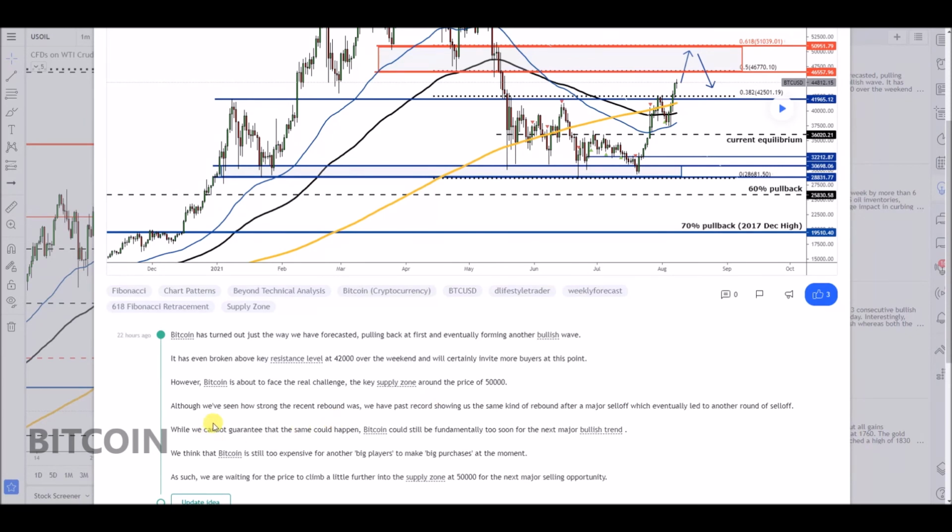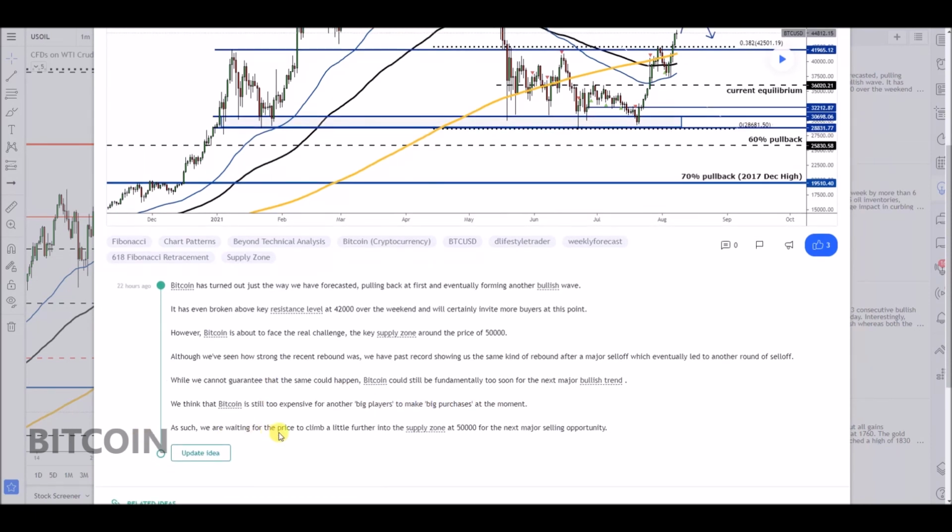While we cannot guarantee that the same could happen, it could still be fundamentally too soon for the next major bullish trend. Just think about it: is Bitcoin considered expensive or cheap right now, especially for the big players? I'll just read the sentence. We think Bitcoin is still too expensive for big players to make big purchases at the moment. So as such, we are still waiting for price to climb a little bit further. It is priced at 50,000 for the next major selling opportunity.